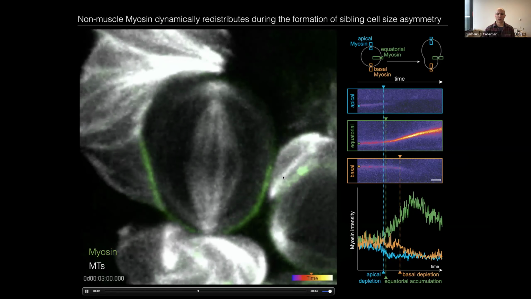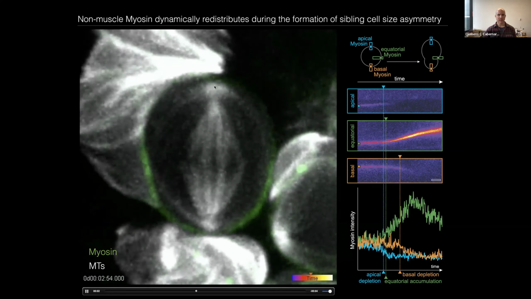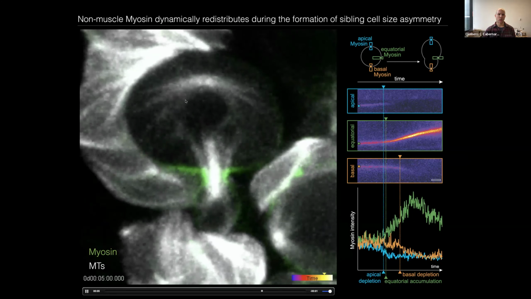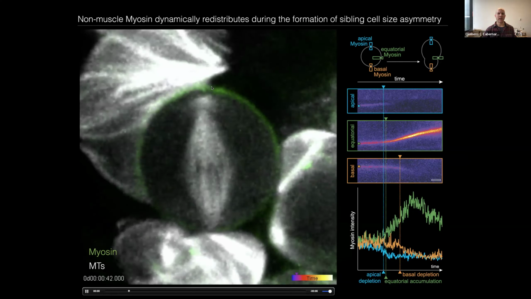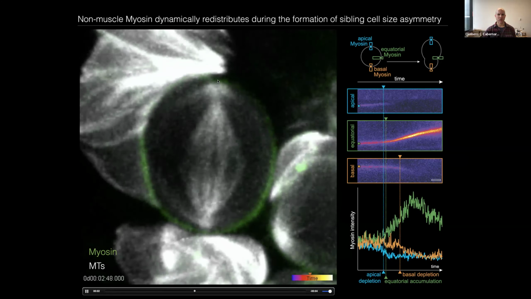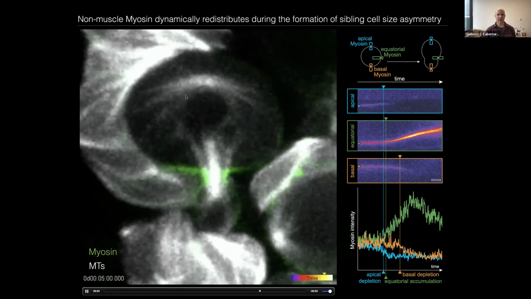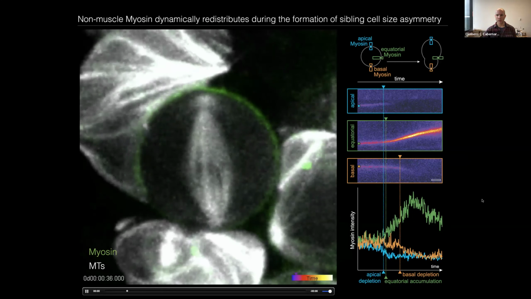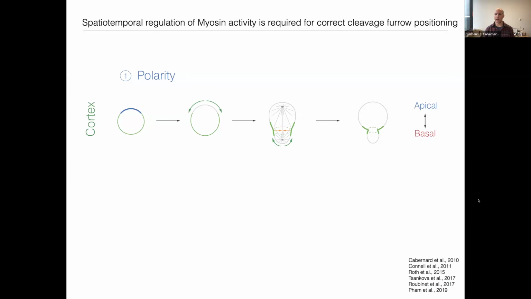And so when we started working on this process, we focused a lot on the dynamics of the actomyosin cytoskeleton. Here we're looking at myosin, or non-muscle myosin, in green, which very dynamically relocalizes during cell division from this uniform cortical localization towards the cleavage furrow. I'm not going to show you all the data, but what we actually learned over the years is summarized in this cartoon here.